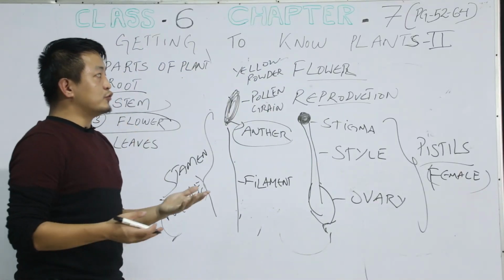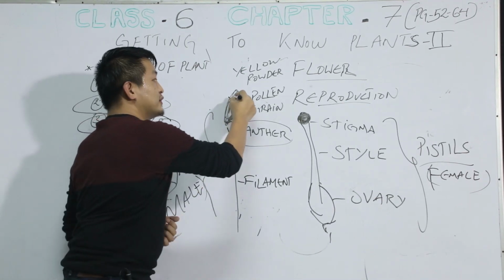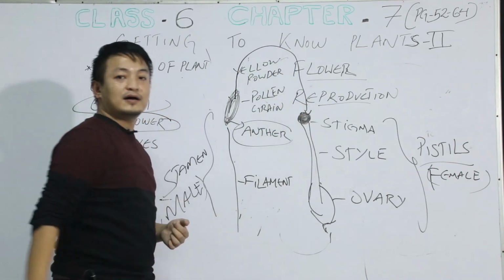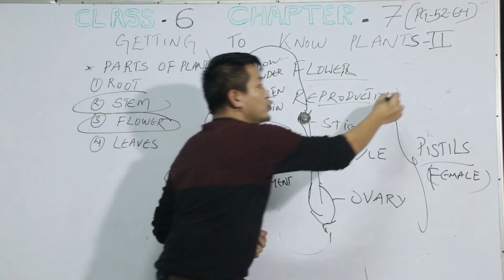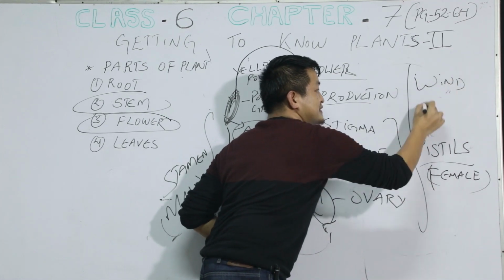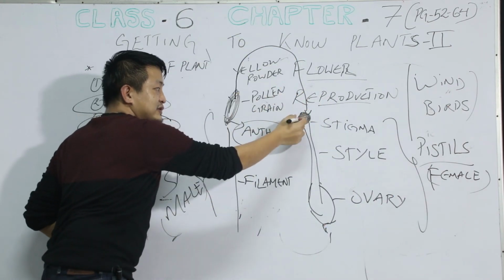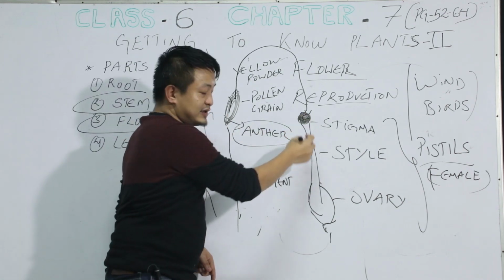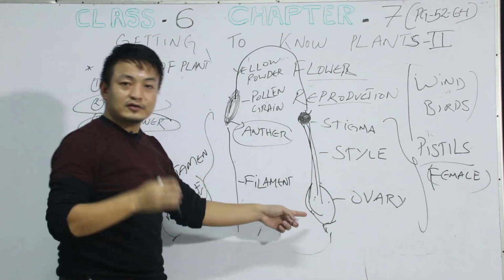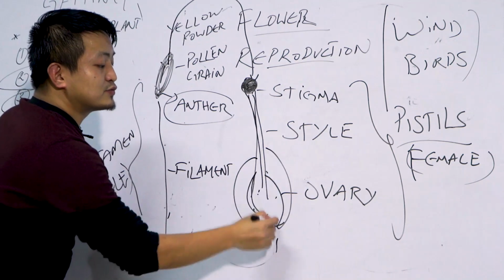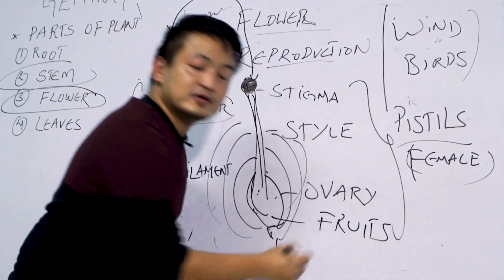Now, with the help of the wind or with the help of some birds or bees, this pollen is transferred from the anther to the stigma, the female part. Once the pollen is transferred to the stigma, it goes down, and once it reaches the ovary, the ovary will swell, and after some time it becomes a fruit.